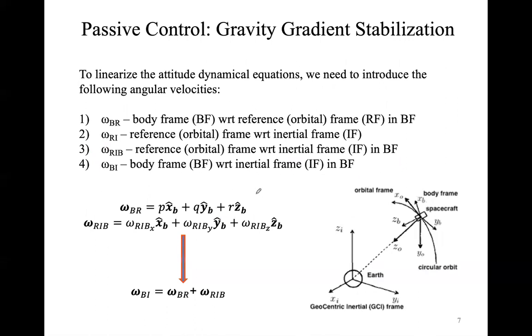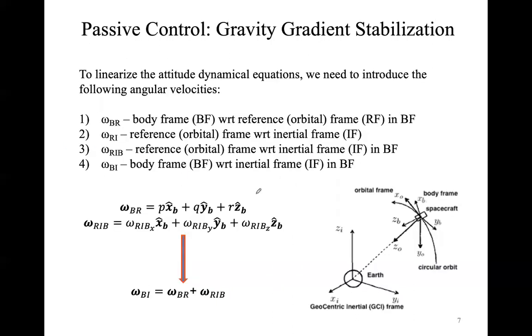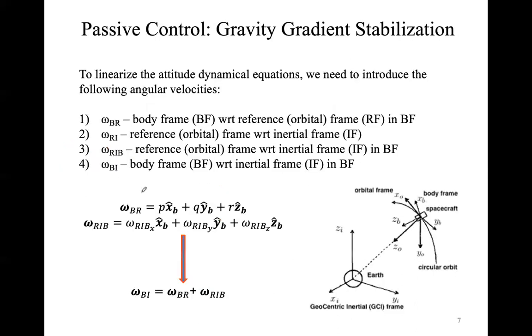If there are no questions, the main purpose of this is, and I'm pretty sure that you have already seen it in other courses, but let me recap how to go from the nonlinear equations to the linear equations with a circular orbit. What you can see here is that the omega that you have here is the omega of the body frame with respect to the inertial reference frame. But all these vectors are expressed in the body frame. Let me show you what I mean.